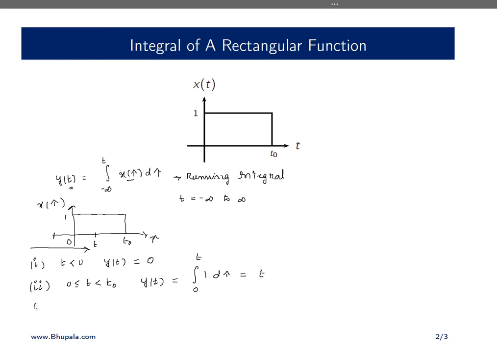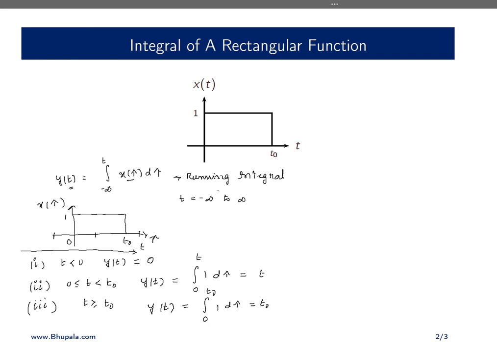As a third case, what happens if t is greater than or equal to t naught? In this case the region will look like this. If you integrate from minus infinity to t, actually we should integrate from minus infinity to t, but as our signal exists only from 0 to t naught, it is enough to integrate from 0 to t naught of 1 d tau. So this is equal to t naught.